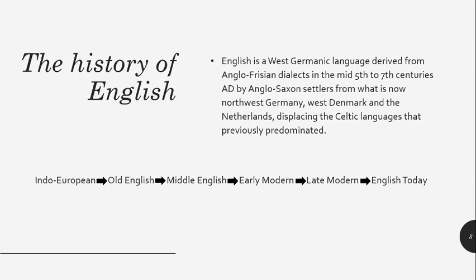So the history of the English language is kind of long. I'm going to try to keep it as short as I can, just for presentation's sake. It's basically a West Germanic language that was derived from the Anglo-Frisian dialects and the Anglo-Saxon settlers. And that's kind of the Indo-European area.